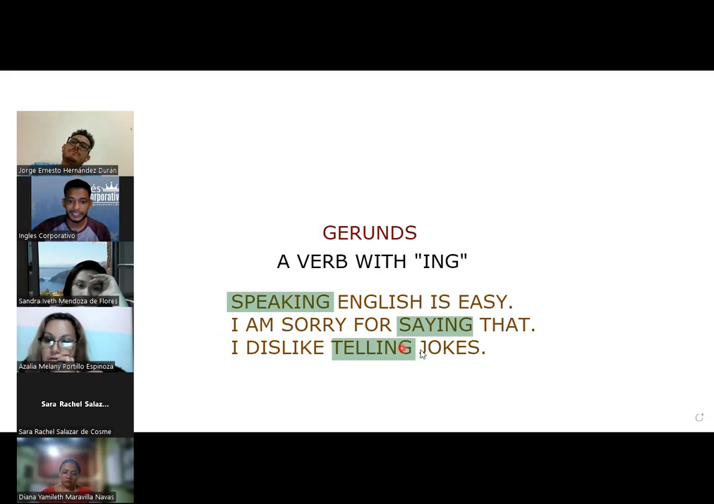I dislike telling jokes. No me gusta decir o contar chistes. Dislike es el verbo. Después del verbo dislike, usamos un gerundio o otro verbo, pero con ing. Okay, yes. Entonces, repito, el gerundio no es un verbo, okay? La ing no es un verbo acá, un gerundio. Hay que enfocarnos en esto.